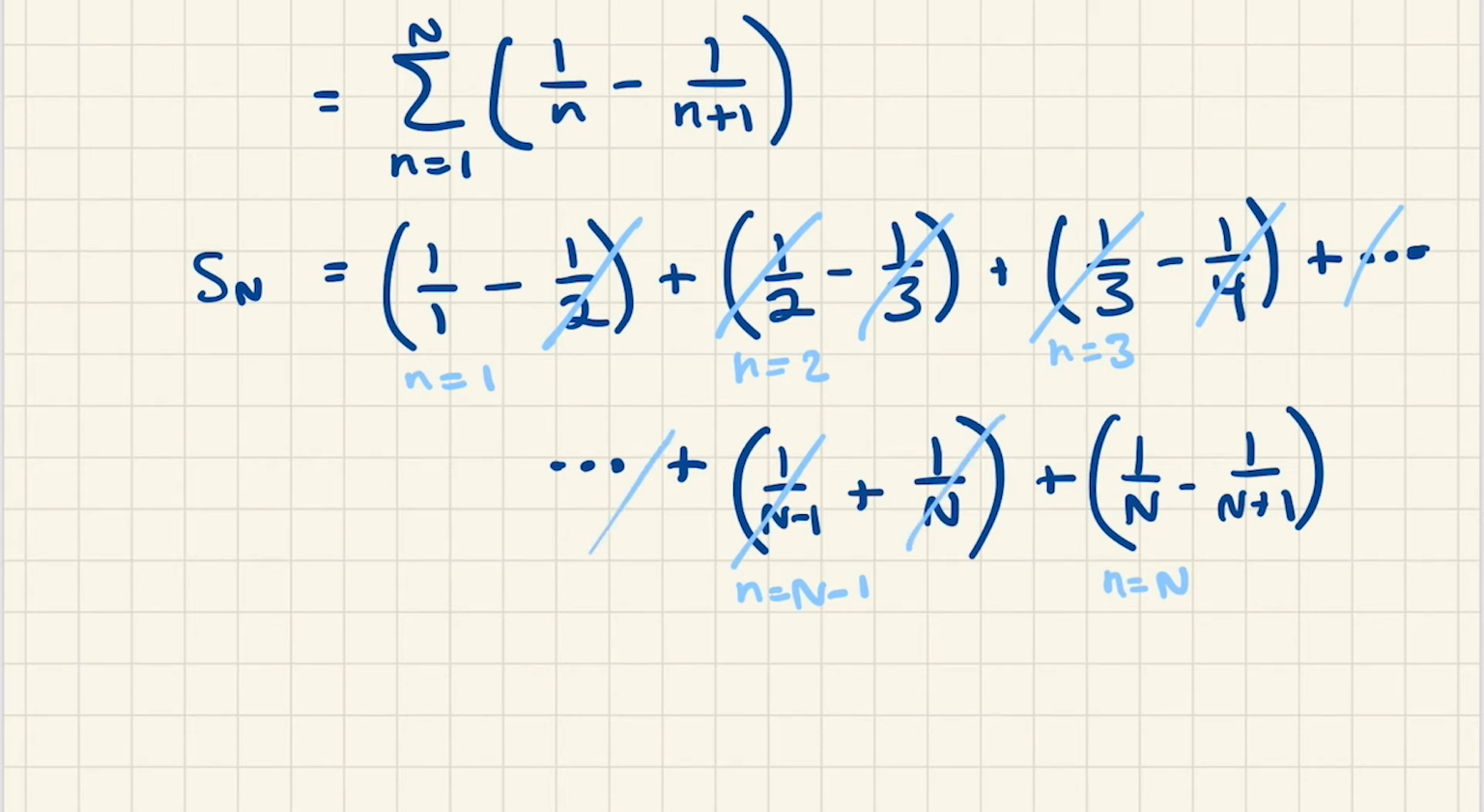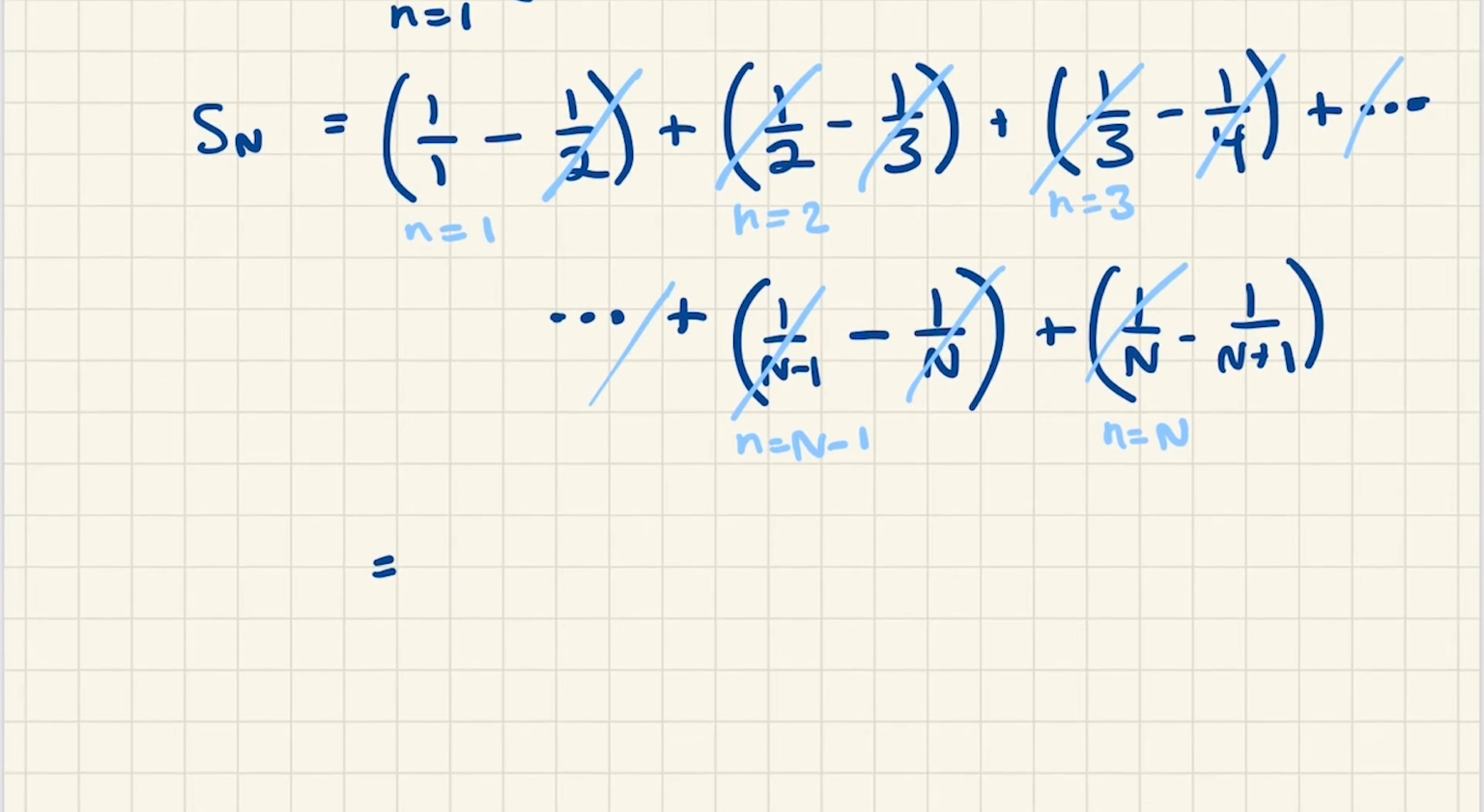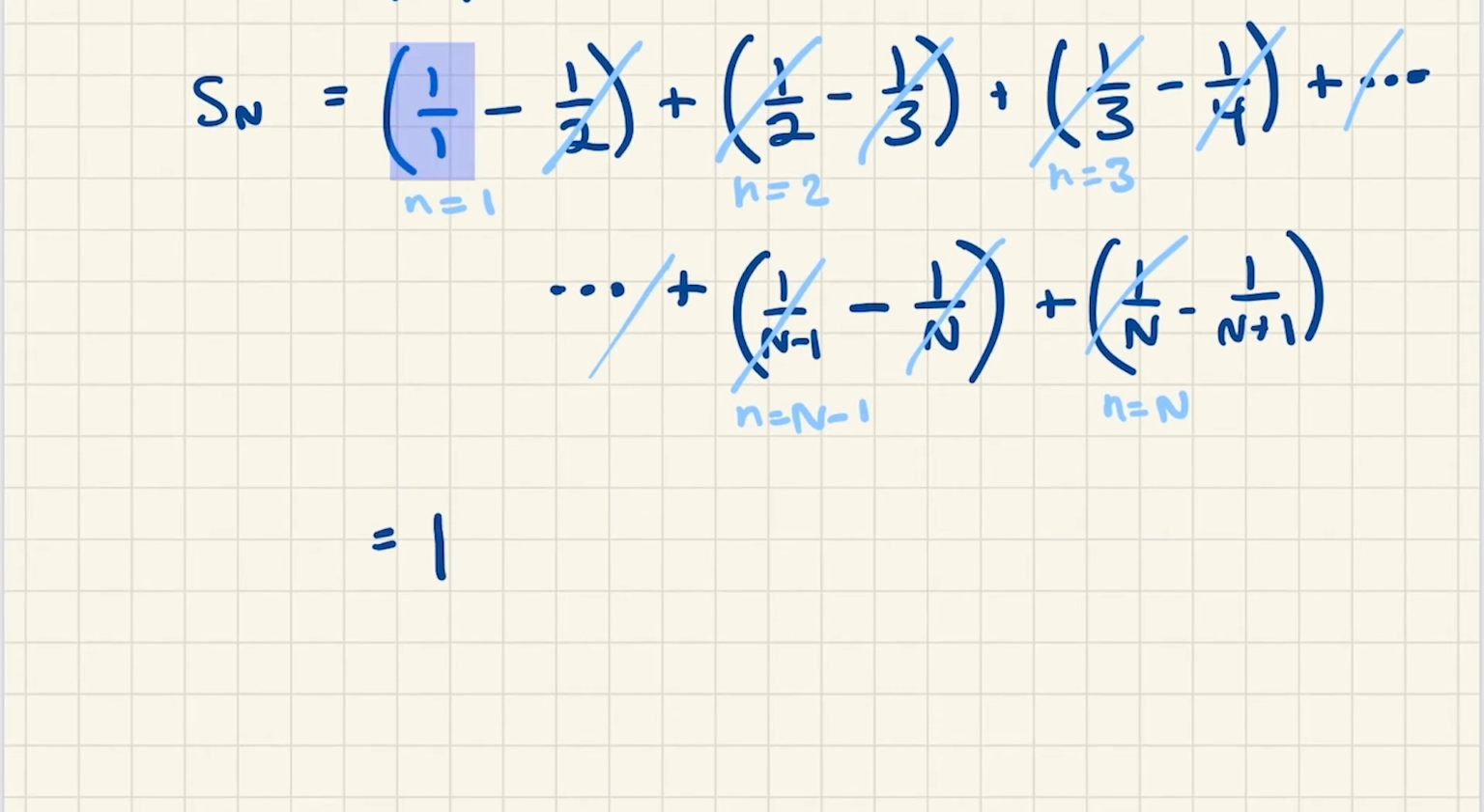This guy cancels with, whoops, this was supposed to be a minus here. So now it cancels with the guy next to it. And this last term right here doesn't cancel with anything. It would with the term that would come after it, except we stopped because this is a partial sum. However, we now do have a closed form for the partial sum. The surviving terms are simply the first term, which is 1, and the last term, which is negative 1 over n plus 1.